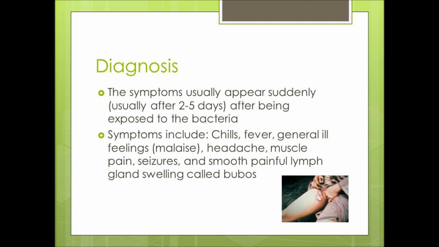The symptoms of the bubonic plague usually appear suddenly, usually 2 to 5 days after being exposed to the bacteria. Symptoms include chills, fever, general ill feelings, headache, muscle pains, seizures, and smooth muscle lymph gland swellings called buboes, as seen in this picture.